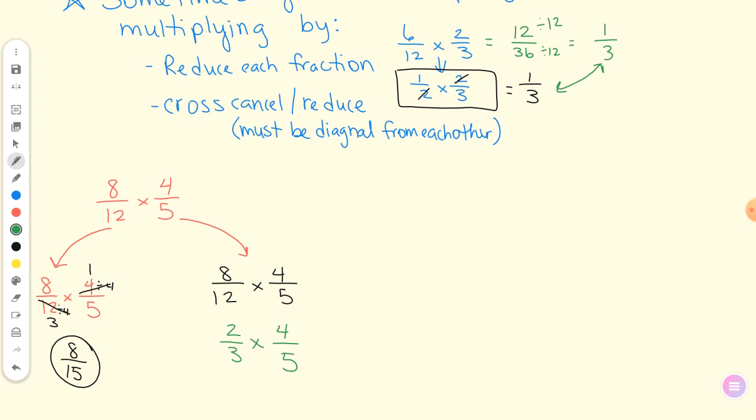So on this one, I saw that this individual fraction can be reduced. So I reduced it down to 2/3 times 4/5. Look diagonal. Can anything be reduced? Nope. Multiply straight across. Dom, what's 4 times 2? 8. What's 3 times 5? 15. Did we get the same answer? Yes. Do I care how you get there? No, as long as you can get there. Let's do one more.